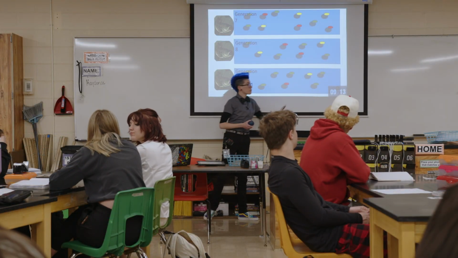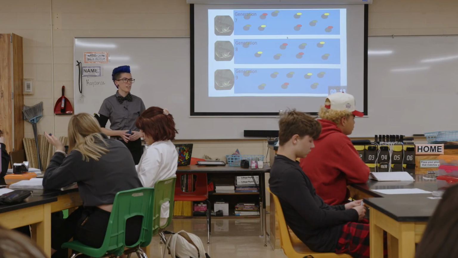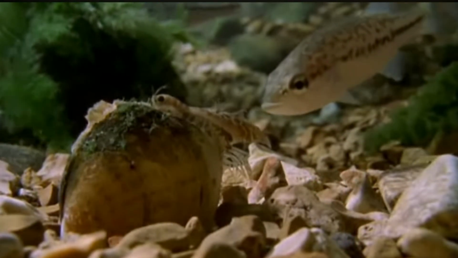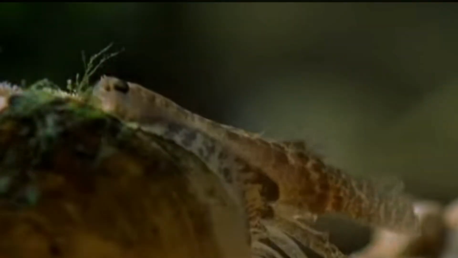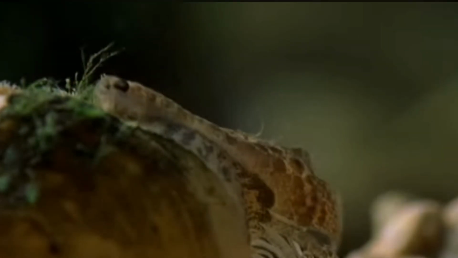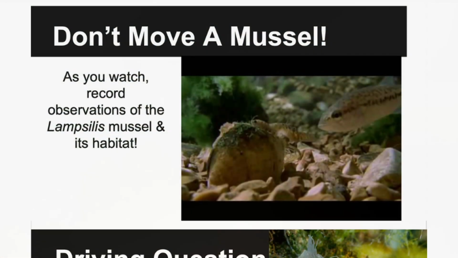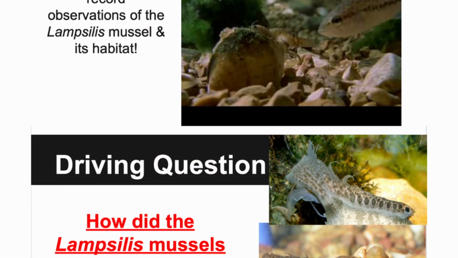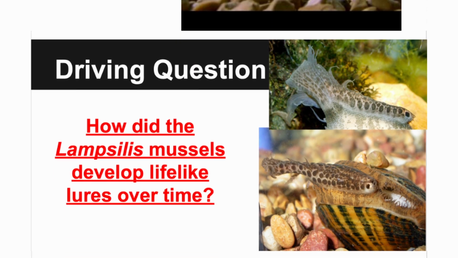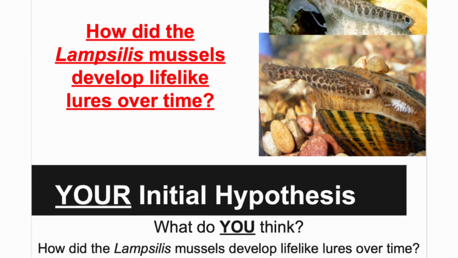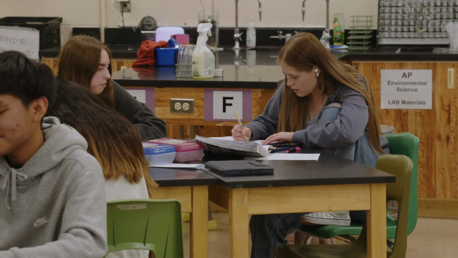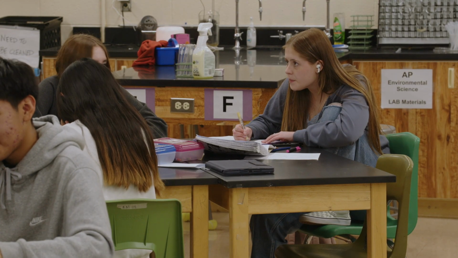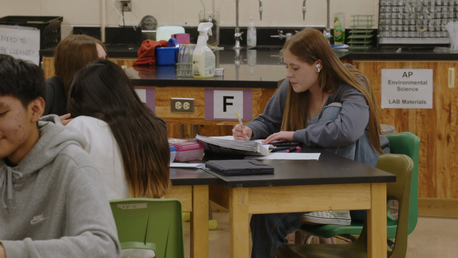In the Lamsilis Muscle Evolution Unit, students encounter a striking biological phenomenon: freshwater mussels with lures projected from their shells that mimic small prey fish. Students examine images and short video clips showing lures with moving tails, eye spots, and coloration that convincingly resemble live fish. This launches the driving question: how did Lamsilis mussels develop lifelike, fish-mimicking lures over time? Students begin connecting the phenomenon with their current ideas about evolution, natural selection, survival, and animal behavior. These early ideas, whether complete or not, form important raw material for the sense-making ahead.